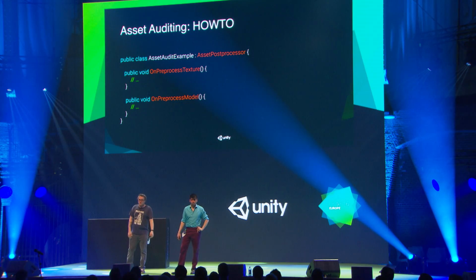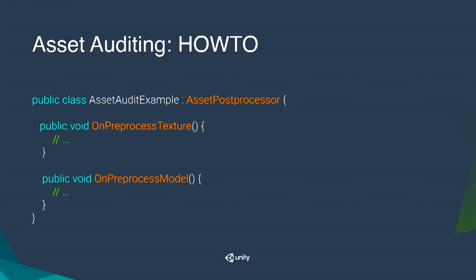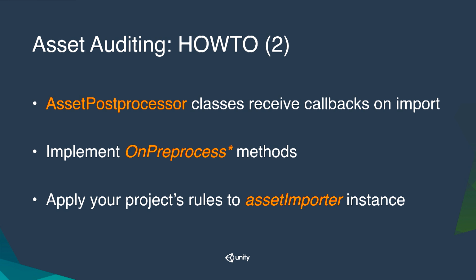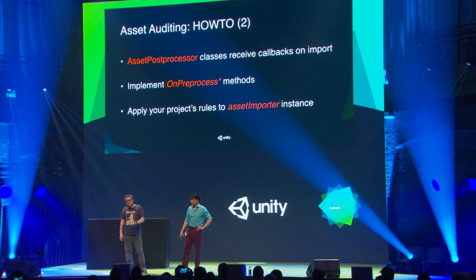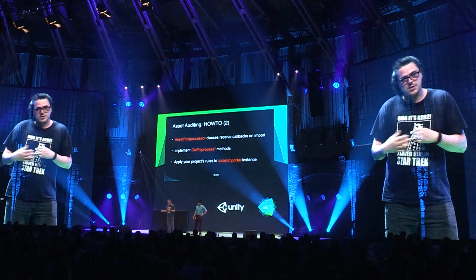So some of you may or may not know about the asset post-processor class. It's a class that receives callbacks anytime you import or modify an asset in your project. This way you can intercept what's going on before Unity changes anything. Now, the most important ones to implement are the on-pre-process methods. So on-pre-process model, on-pre-process animation, on-pre-process audio, on-pre-process texture. So you grab this before anything happens, and then you can make the changes you need.